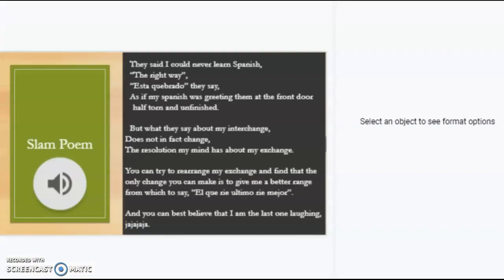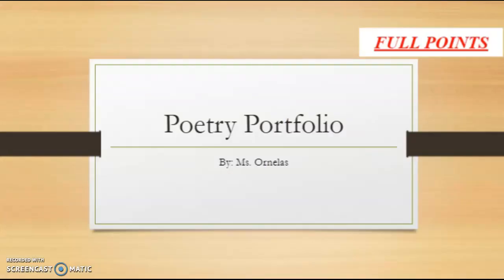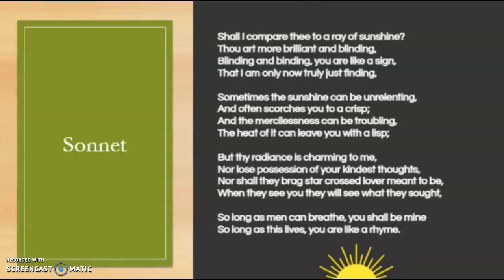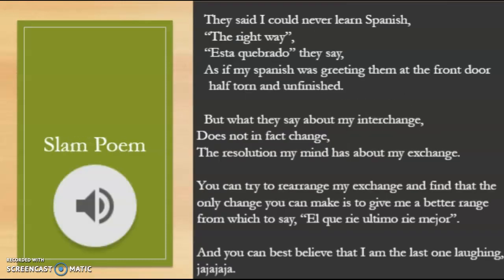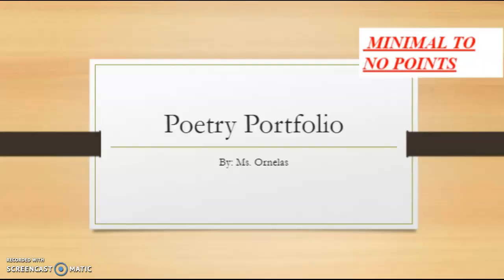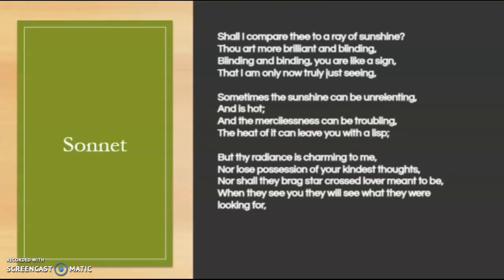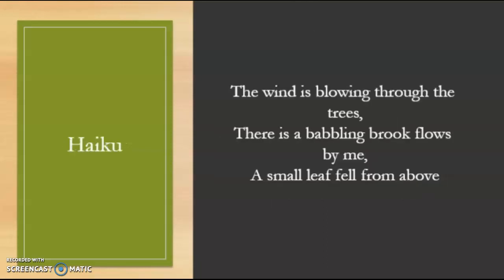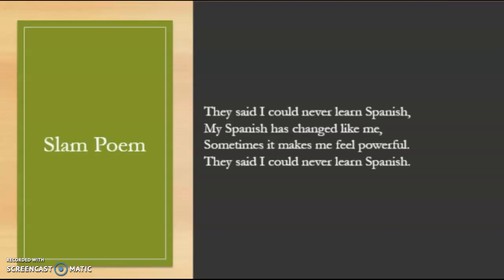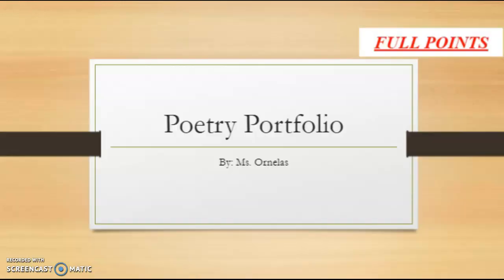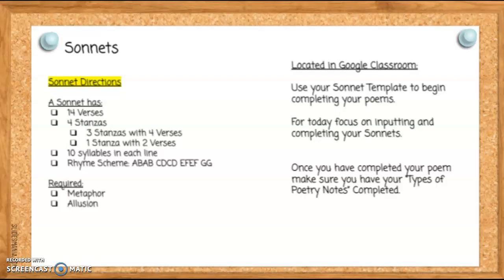I did on Google Classroom also include examples. If you would like to look at them, you may. I have an example of a sonnet that I made. You guys can see a haiku, a free verse, a slam, and then our sonnet. This would get minimal to no points. The sonnet's not correct. It's not finished. The haiku has too many syllables. Free verse isn't really done. Slam poem doesn't really say anything. It doesn't carry that emotion. So we'll look at this briefly just so you guys can have the example to look at what I'm expecting in each one.